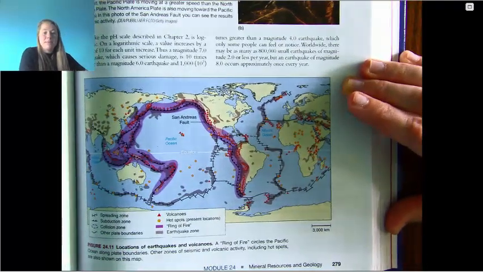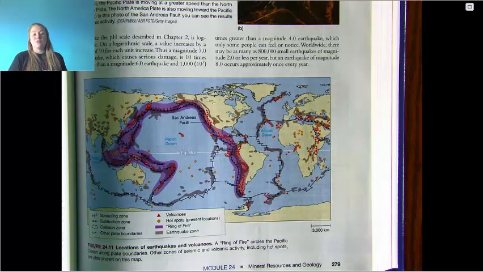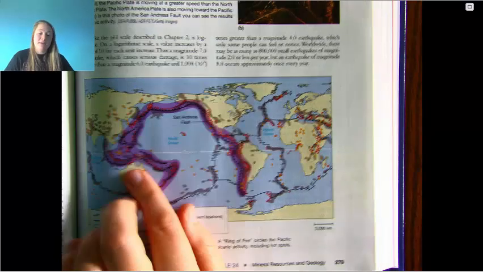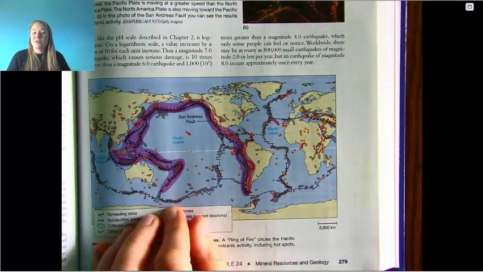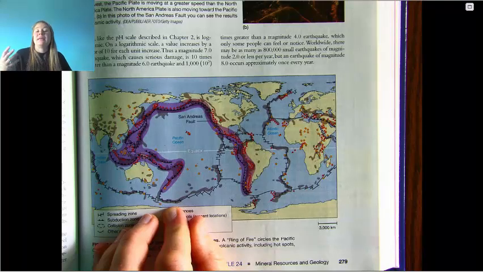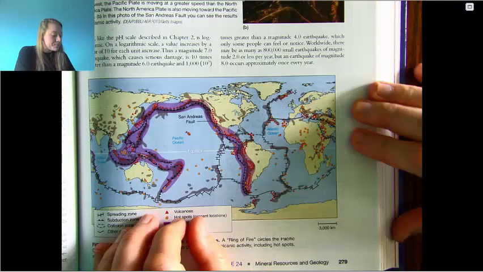We can create maps based off of where these fault lines are. And this is a big piece of the AP exam, being able to read a map such as this one and make predictions about where certain events are going to take place.